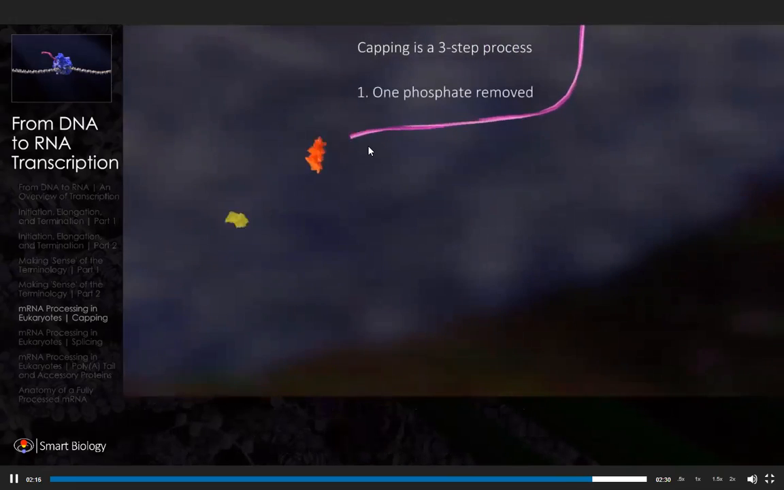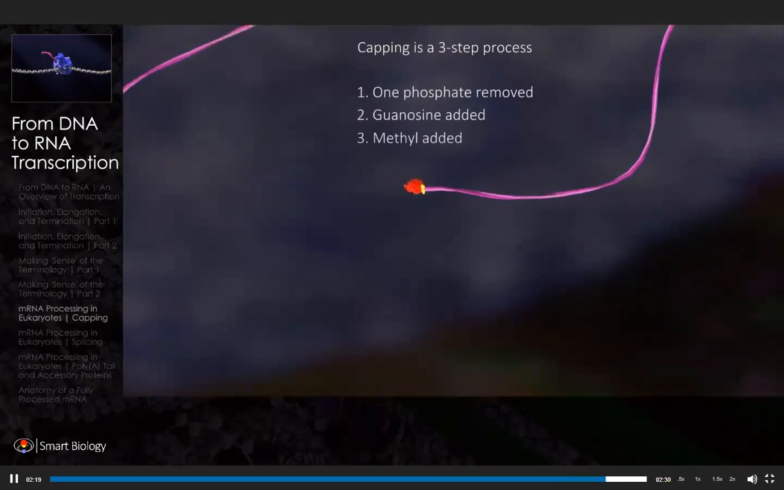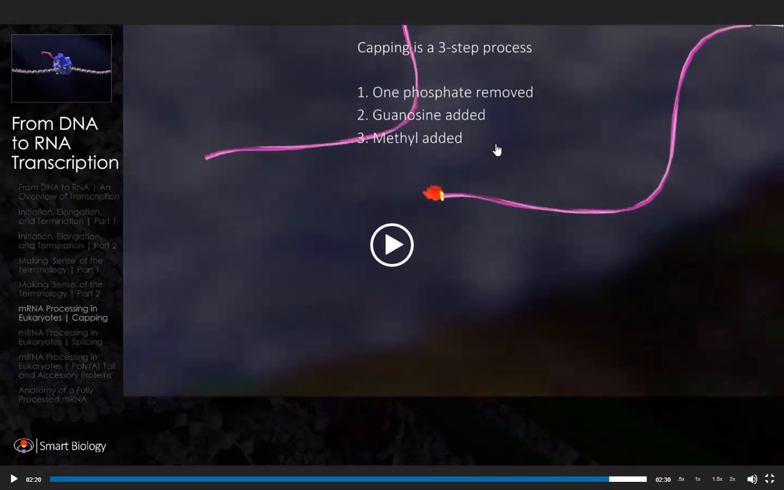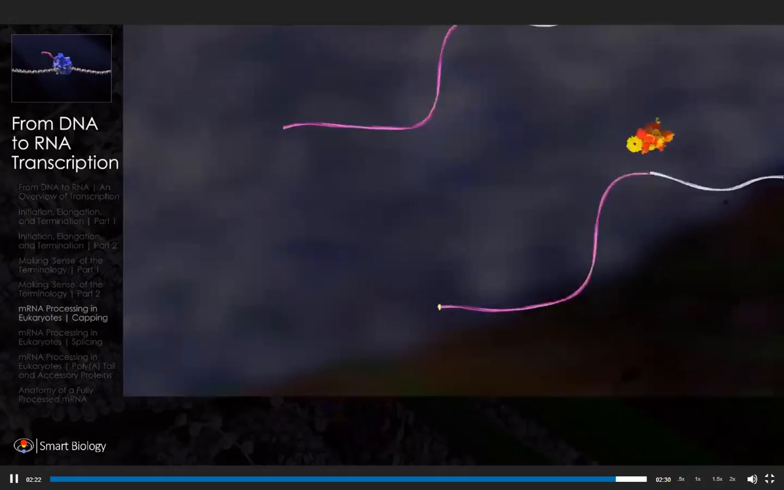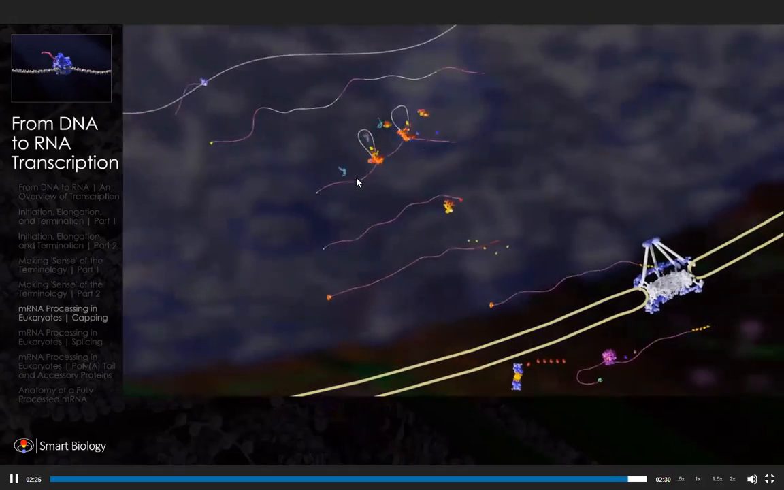Capping is a 3-step process. One phosphate is removed, guanosine is added, and then the methyl group is added. So this phosphate removal is occurring from the GTP itself. Before the GTP can bind to the 5' end of the mRNA, the phosphates are removed, guanosine is added, and then methyl is added. The phosphate is removed from the mRNA, I'm sorry.